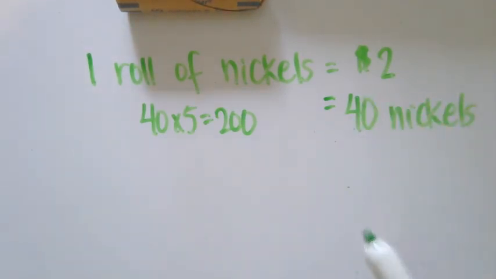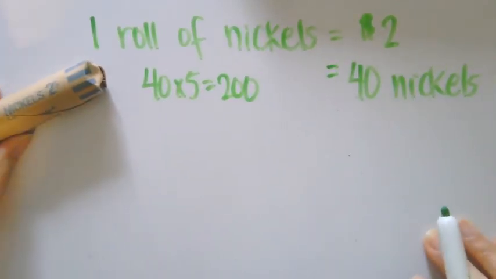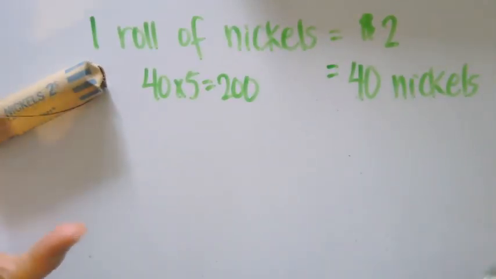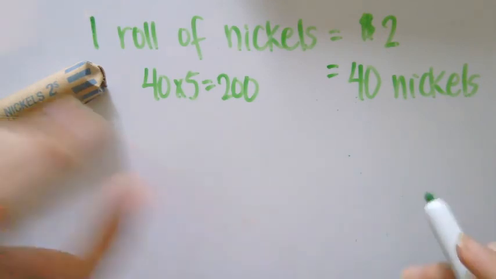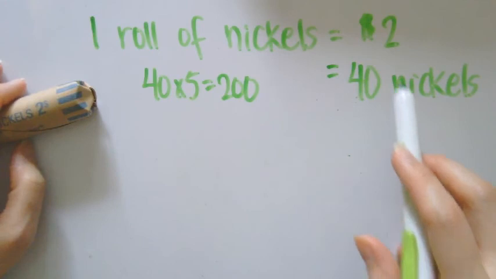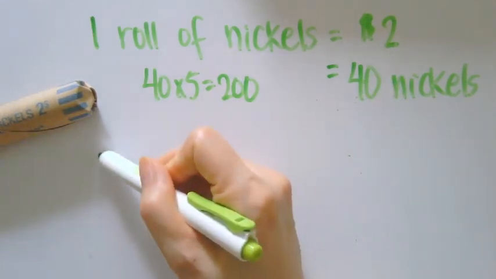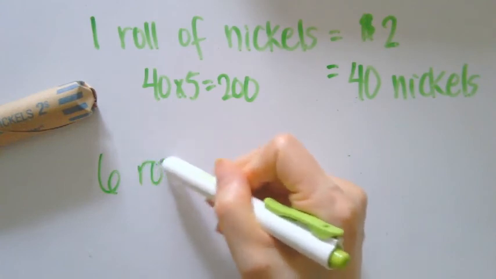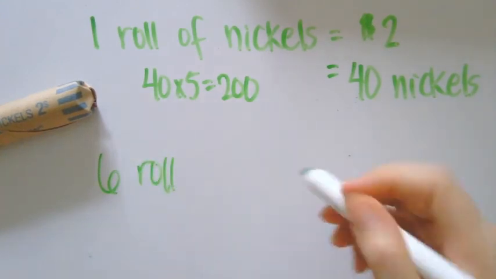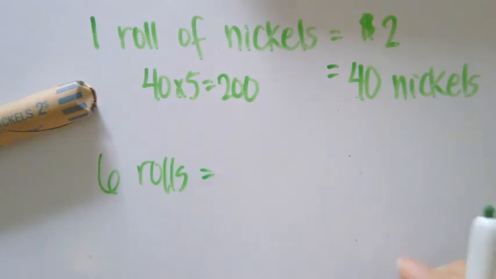All right, so here's the next word problem using some visual. I want to know how many dollars I have if I have 6 rolls. So if I know 1 roll equals $2, how much would 6 rolls of nickels be?